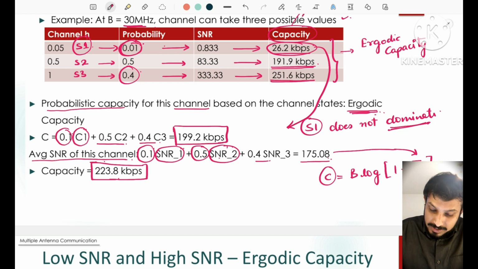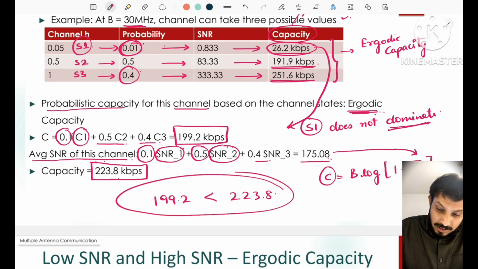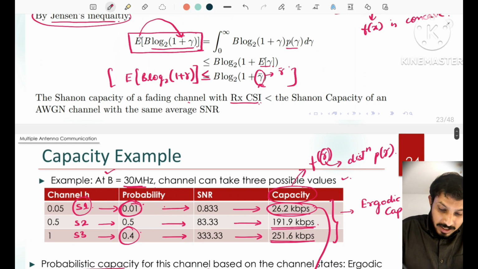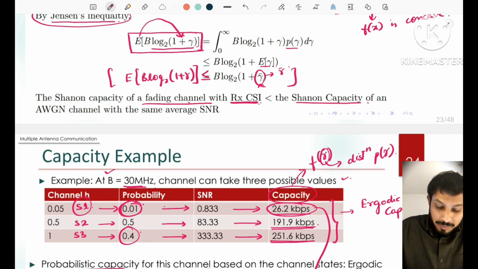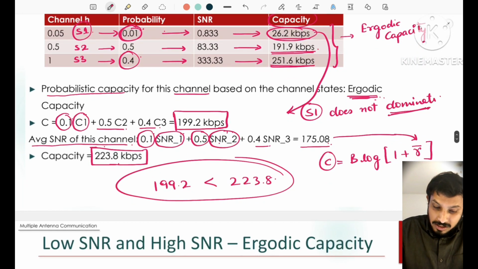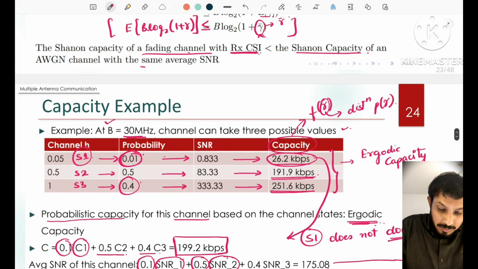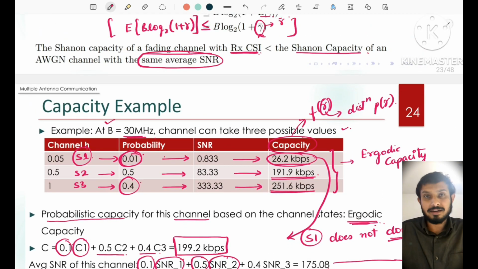then we can achieve a capacity of 223.8 kbps, and we can see that 199.2 is less than 223.8, and thus the capacity achieved in the fading channel with the receiver CSI is less than the capacity of an AWGN channel when we have the same average SNR.